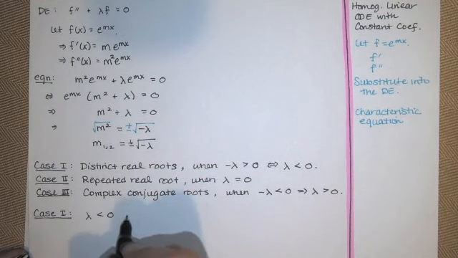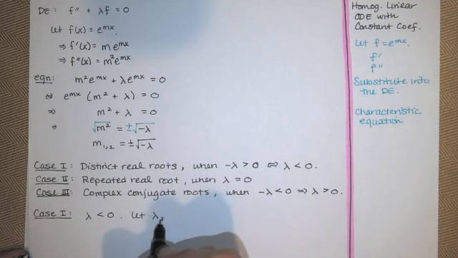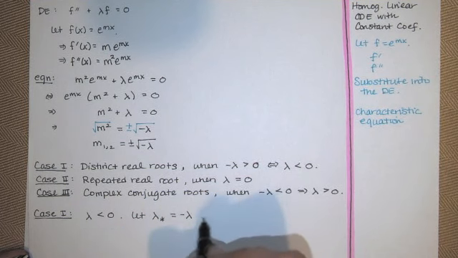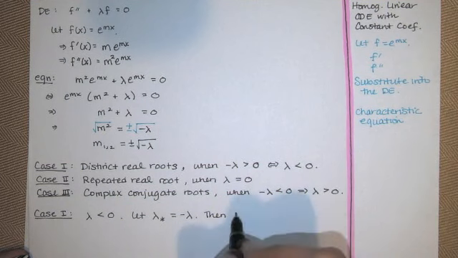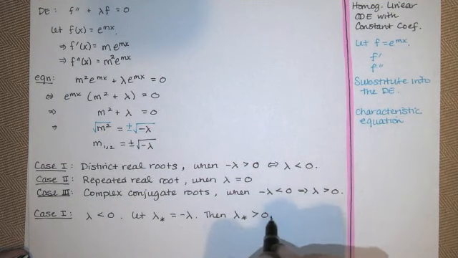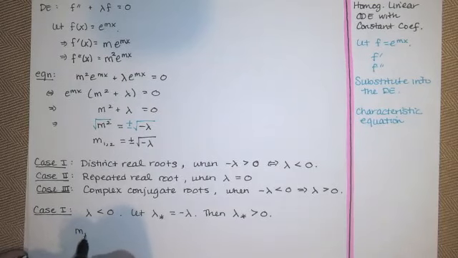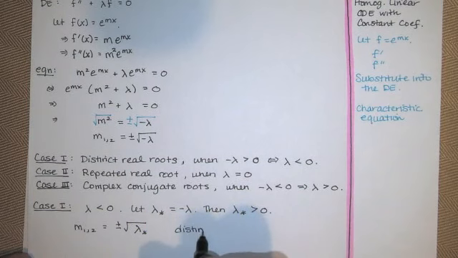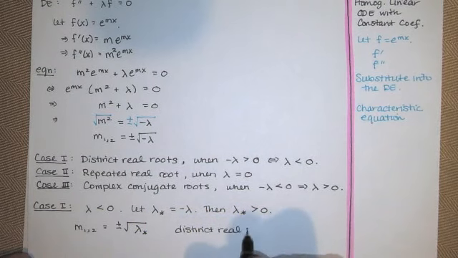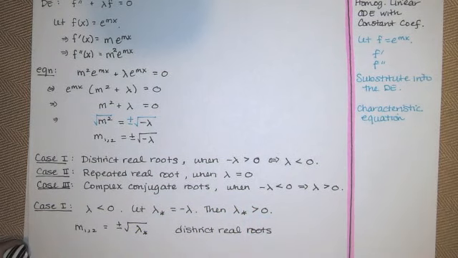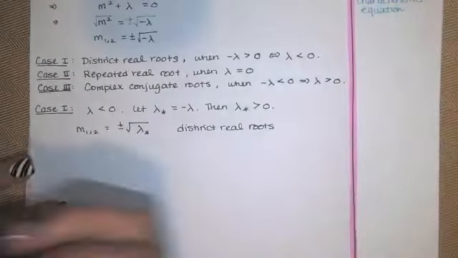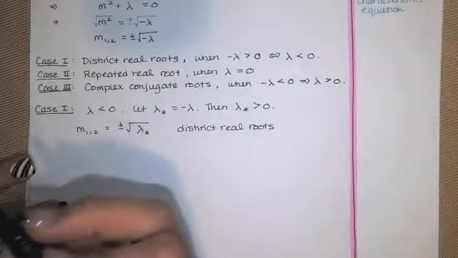Now, if lambda is negative, let's let lambda star be negative 1 times lambda, then lambda star will be positive. In that case, m1 and m2 are equal to plus and minus the square root of lambda star. And those are our distinct real roots. In that case, there are many ways that we could state the general solution, but we always get two linearly independent solutions to a second order differential equation.